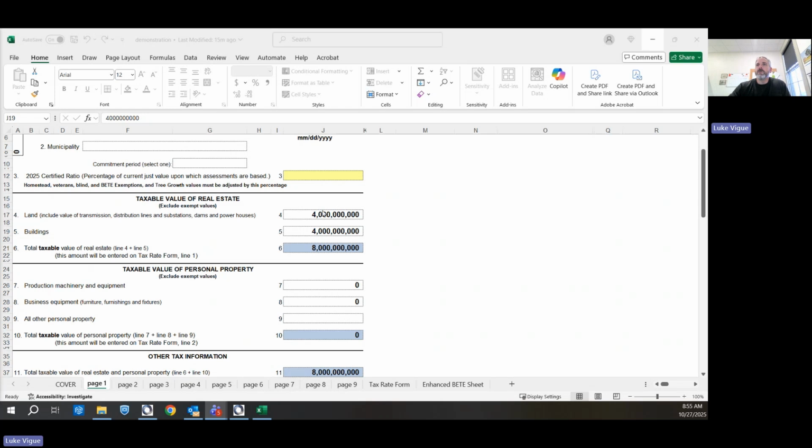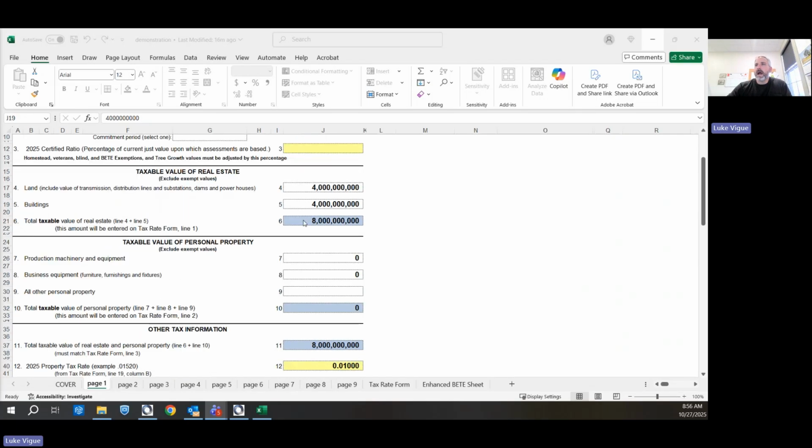The first thing you need to do is fill in the fields that account for taxable value of real estate. And it breaks it down between land and buildings. For this example, I have put 4 billion in for both land and building value. And as I said, this is taxable value of real estate. So this does not include anything exempt, town property, school property, churches, things like that. So you end up with a taxable value for this example, just to keep it simple, of 8 billion. It's pretty close to what our values actually are right now.